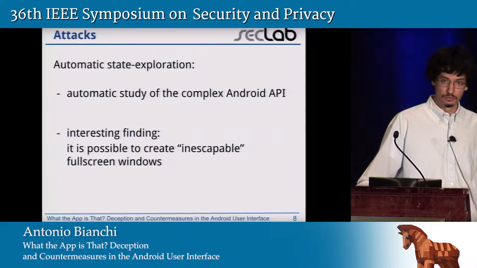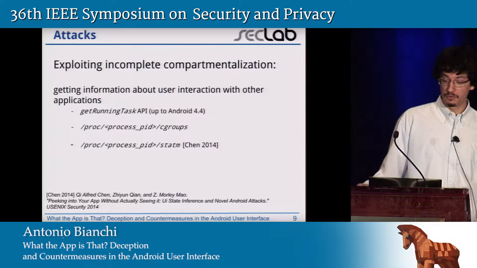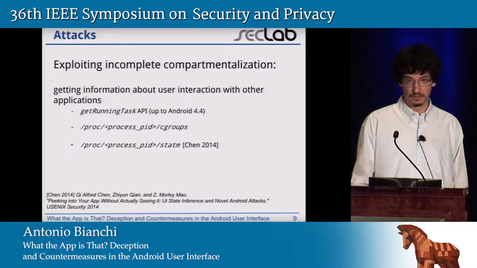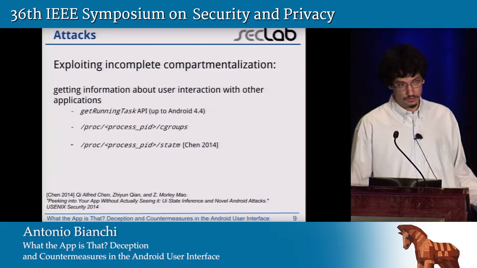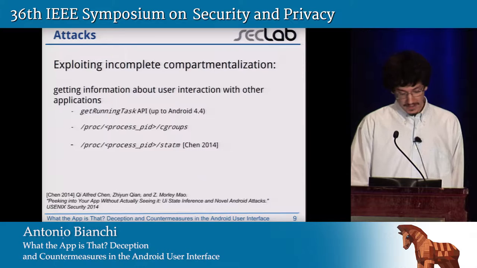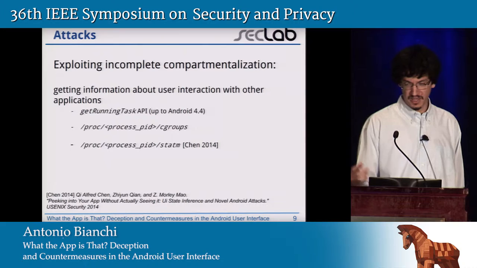There is another aspect that an attacker needs to consider to perform an efficient attack, which is to get information about user interaction with other apps. In fact, in the video, we have seen that the attack was effective because the malicious window was opened exactly when the user was expecting to interact with the legitimate one. To achieve this goal, an attacker needs to know the intended window, which is the window the user actually wants to interact with. There are different ways: up to Android 4.4, there was an API you could just use to get this information. Now the behavior of this API has changed, but it's still possible to use some side channels, in particular reading the statm file in the proc file system, as has been explained in detail in a paper published at USENIX last year.